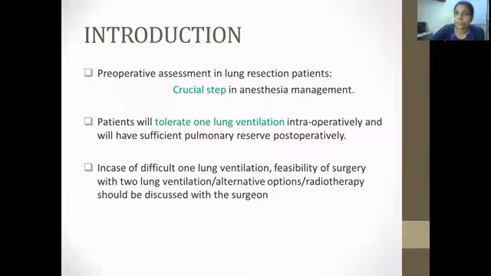Preoperative assessment in lung resection patients is a crucial step in anesthesia management. The patient should tolerate one lung ventilation intraoperatively and have sufficient pulmonary reserve postoperatively. In case of difficult one lung ventilation, the feasibility of surgery with two lung ventilation, or alternative options for therapy or radiotherapy, should be discussed with the surgeon.